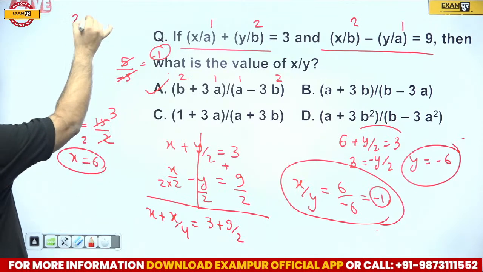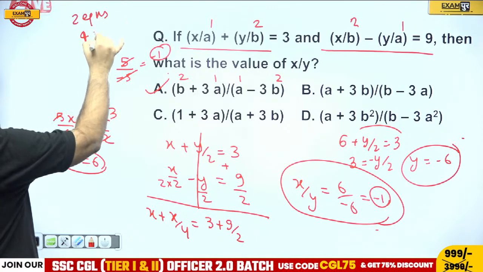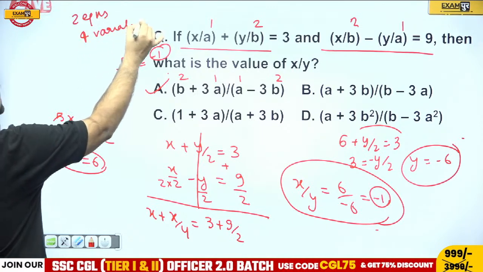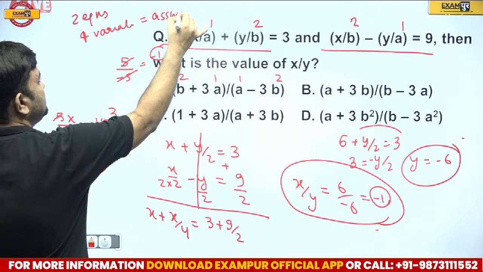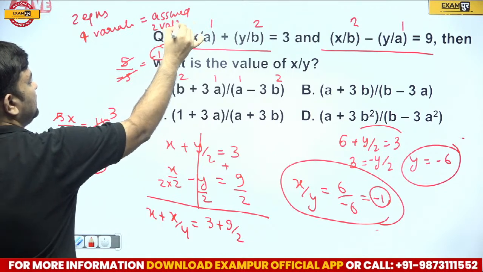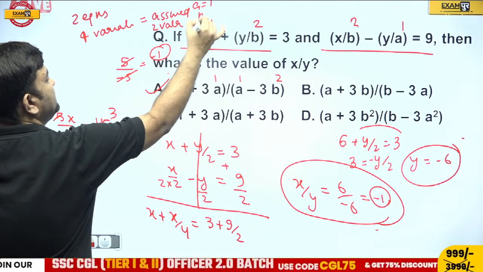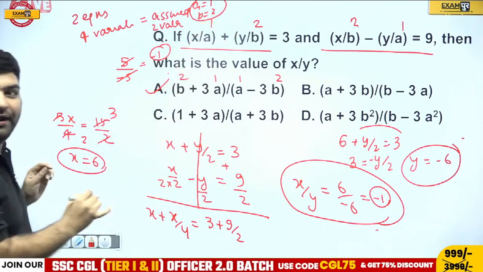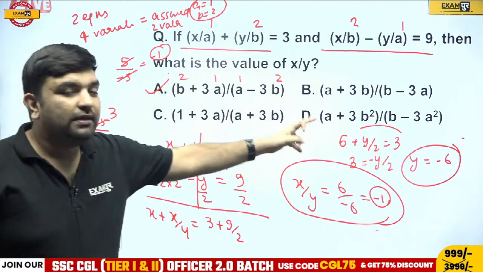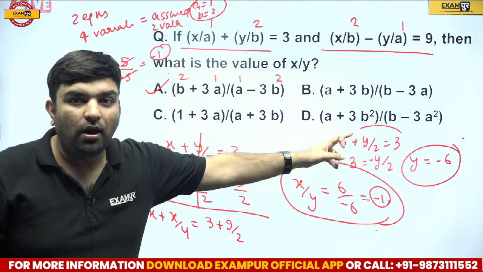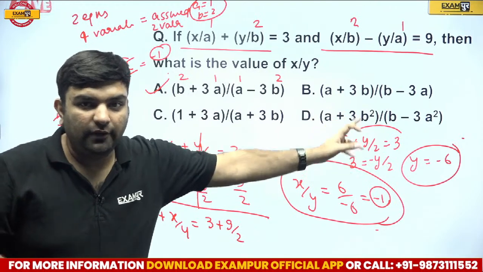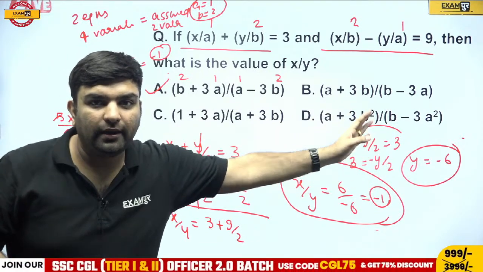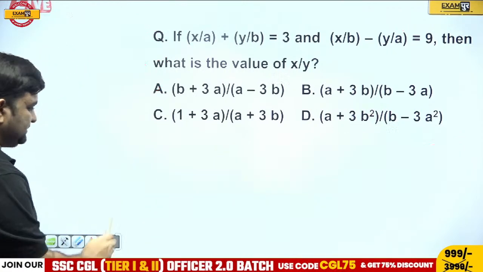Two equations, four variables. So we assumed two values, A as 1 and B as 2. Why different? Because we are at a risk of option clash. If we take the equal values, we are at a risk of option clash.